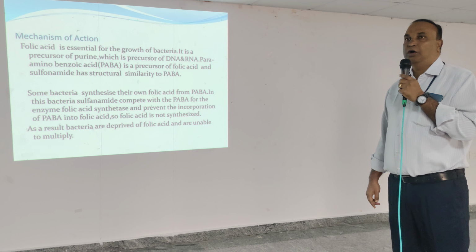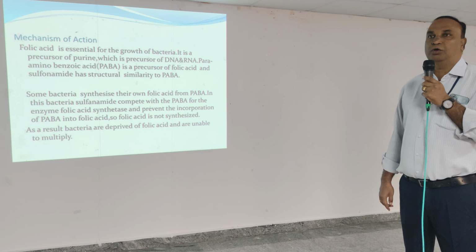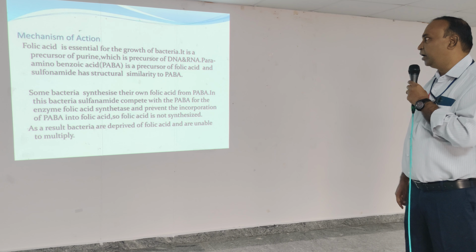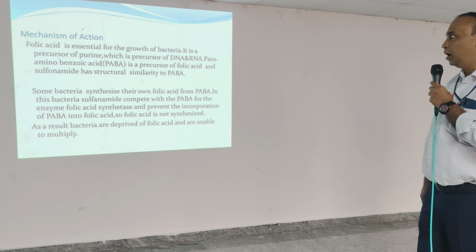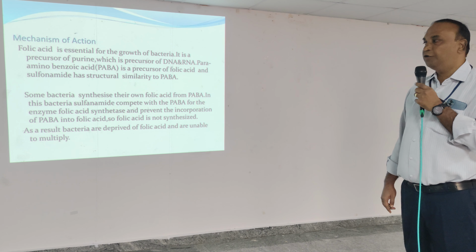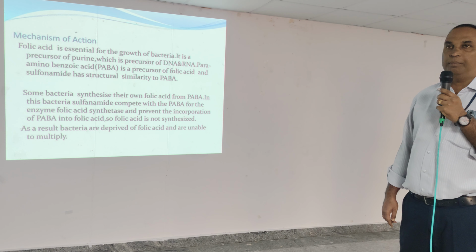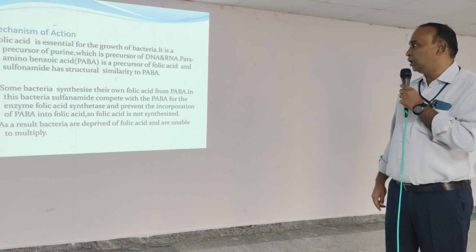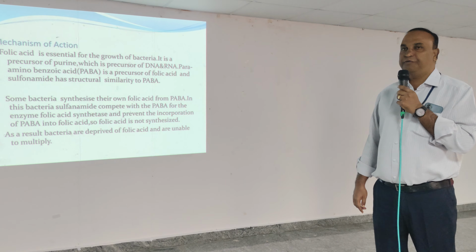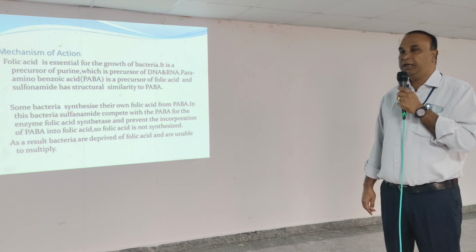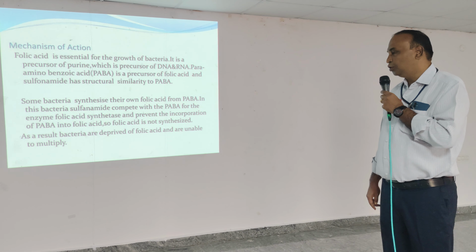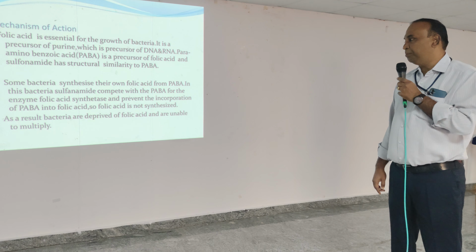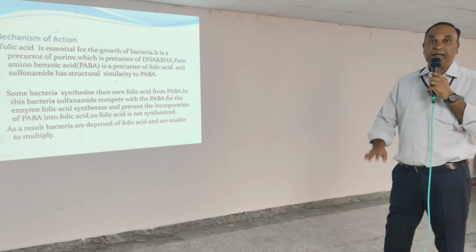Coming to the mechanism of action of sulfonamides, folic acid is essential for the growth of bacteria. It is a precursor of purine, which is a precursor of DNA and RNA. Para-aminobenzoic acid, which is PABA, is a precursor of folic acid. And sulfonamides have structural similarity to PABA. Bacteria synthesize their own folic acid from PABA. In the bacteria, sulfonamides compete with PABA for the enzyme folic acid synthetase and prevent the incorporation of PABA into folic acid. So folic acid is not synthesized. As a result, bacteria are deprived of folic acid and they cannot grow or multiply.